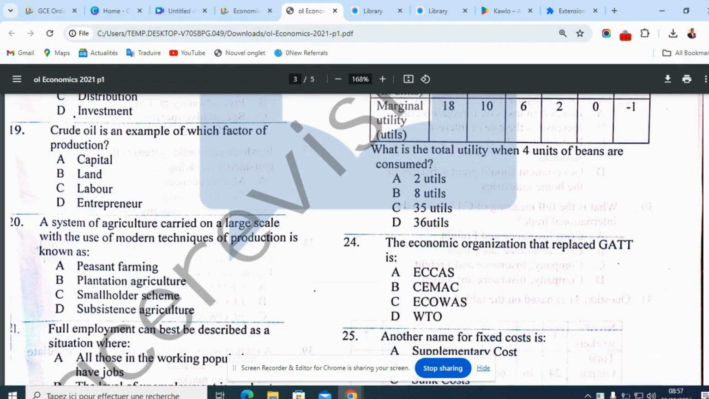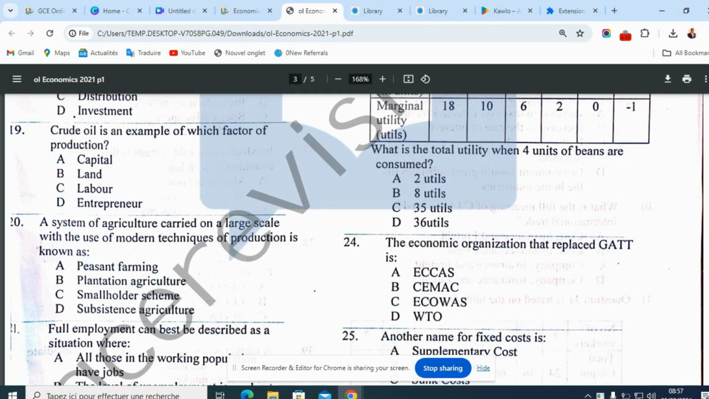24. The economic organization that replaced GATT is, the answer is D, which is WTO, World Trade Organization.